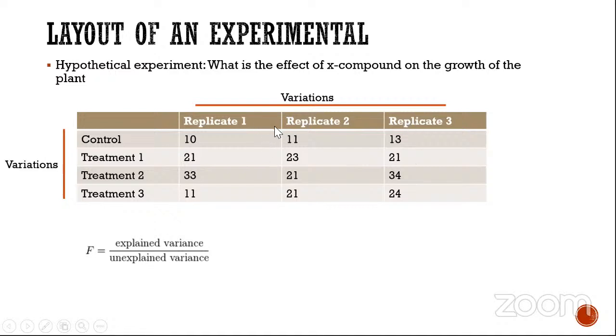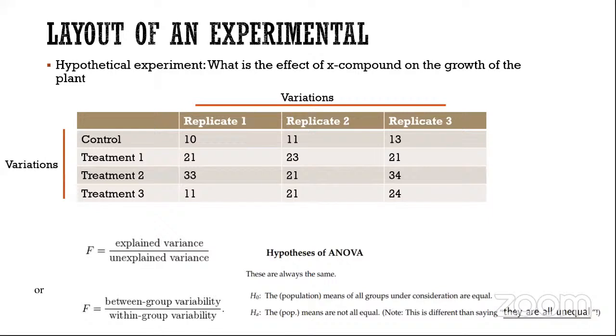So if there is a variation in these three replicates, and the same level of variation is also here, our F value will be near 1. So there is a non-significant difference. But if the explained variation is more than the unexplained variation, the F value will keep on increasing. And a higher F value means yes, there is a significant difference between the treatment and the control. So ANOVA basically measures the ratio between explained variance and unexplained variance, or we can simply say it measures the ratio between the between-group variability and the within-group variability.